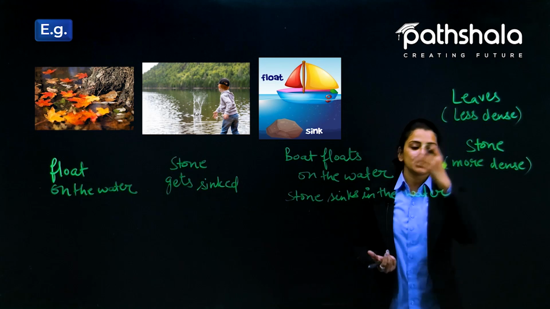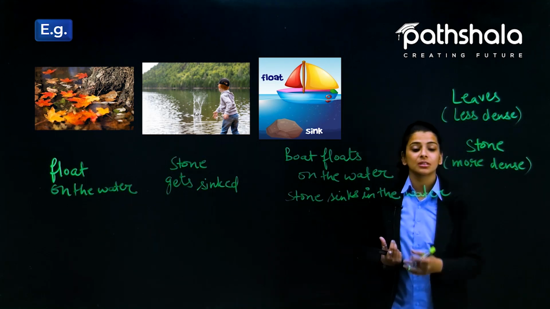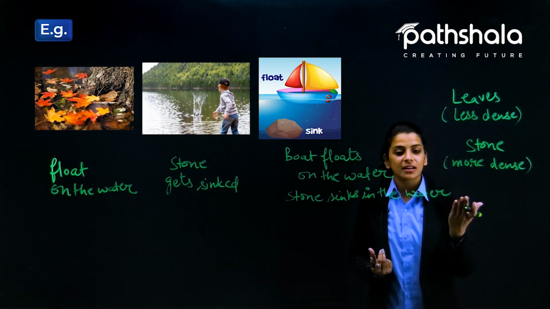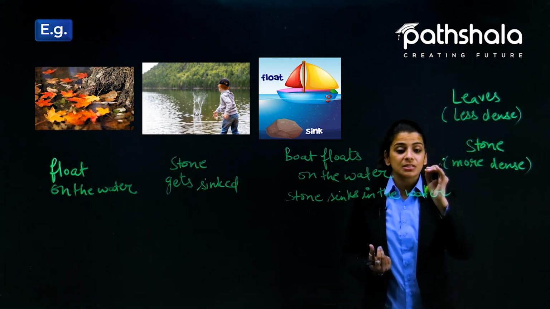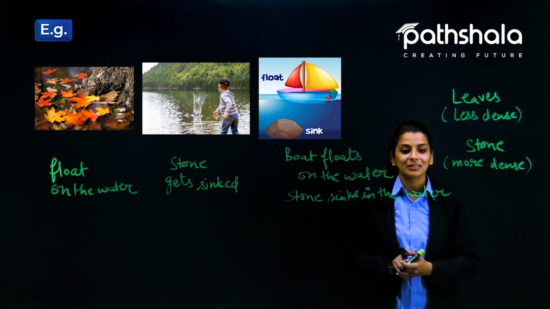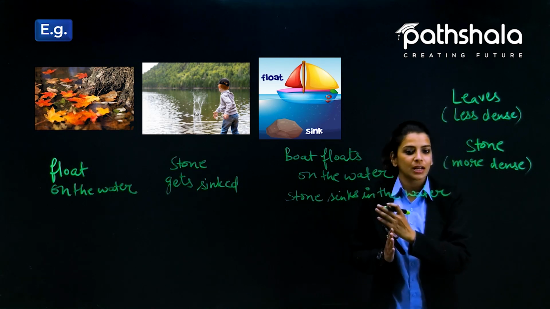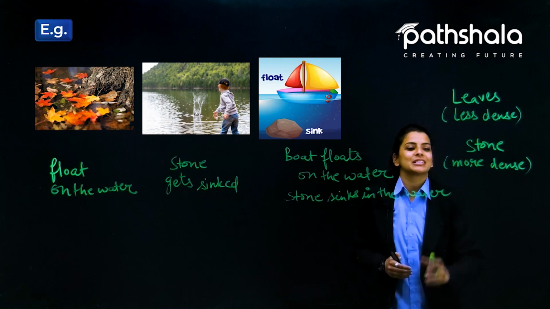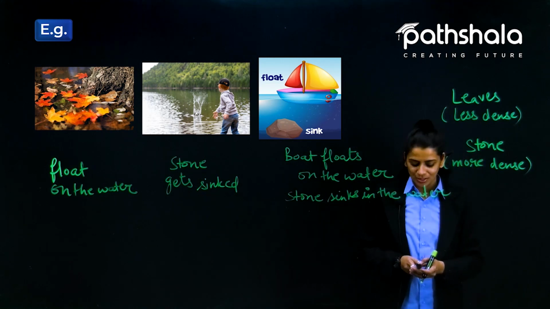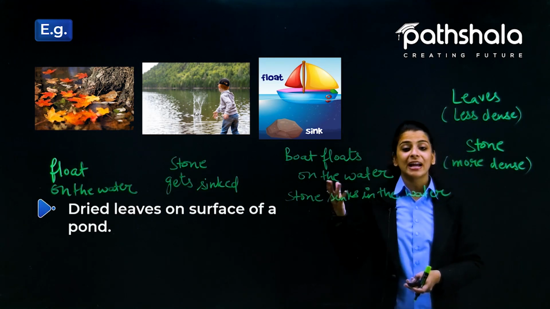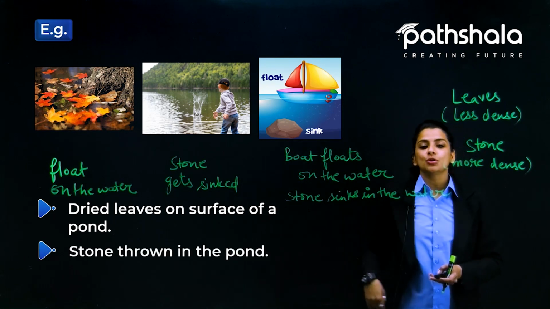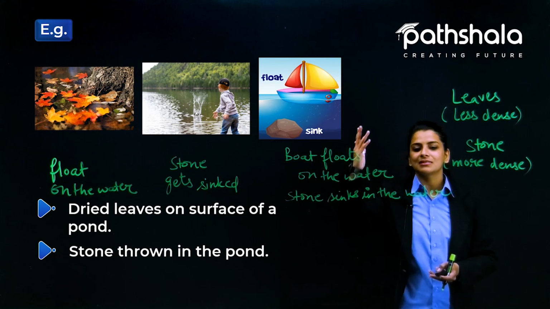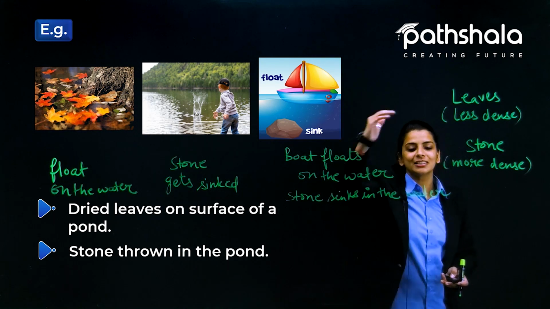Simple. आप ये खुद भी ट्राई कर सकते हैं that when you throw leaves in the water, so leaves क्या करती हैं, वो surface पे float होने लग जाती हैं. But when you throw a stone, do you see any stone floating on the surface of the water? क्या आपको दिखता है कि कोई stone float कर रहा है पानी के ऊपर? ऐसा नहीं होता because it is quite denser as compared to the water. So yes, we have dried leaves on the surface of a pond, as you can see, and a stone thrown in the pond, obviously it sinks in the water. That clearly is shown in the third picture.